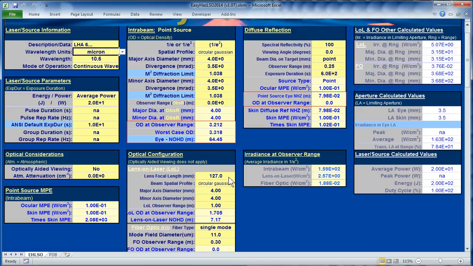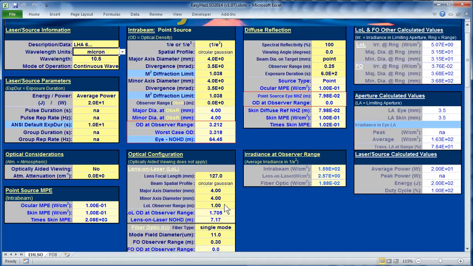It has a 4 millimeter beam diameter. Now remember, this is a CO2, so the limiting aperture has changed to 3.5 millimeters. It's gotten smaller. For the intrabeam, we see we have about a 64.5 meter NOHD. Lens-on-laser, 7.7. That makes sense. They should be considerably different since you generally have a much lower divergence in the intrabeam than you do lens-on-laser. Again, that greater divergence is created by going through a focal point, and the shorter the focal length, the higher divergence you'll have.